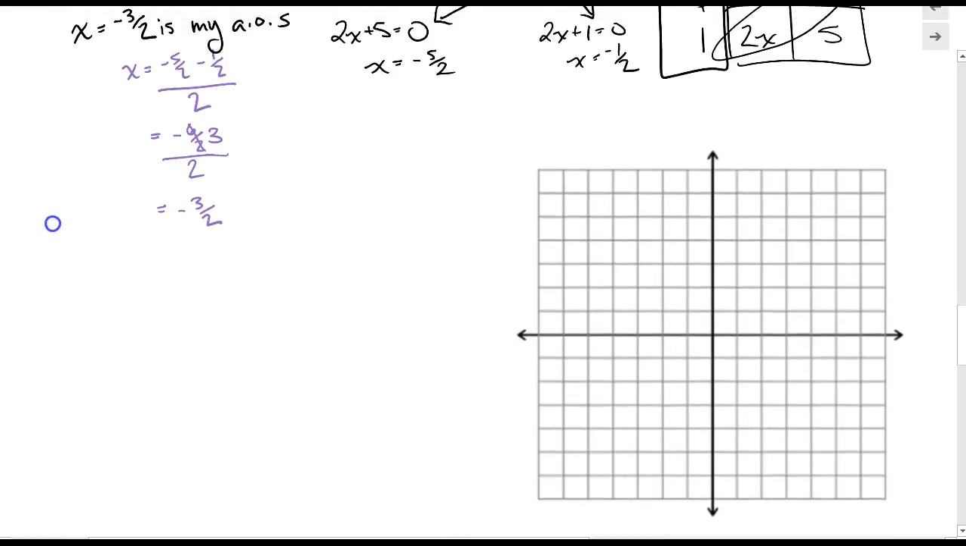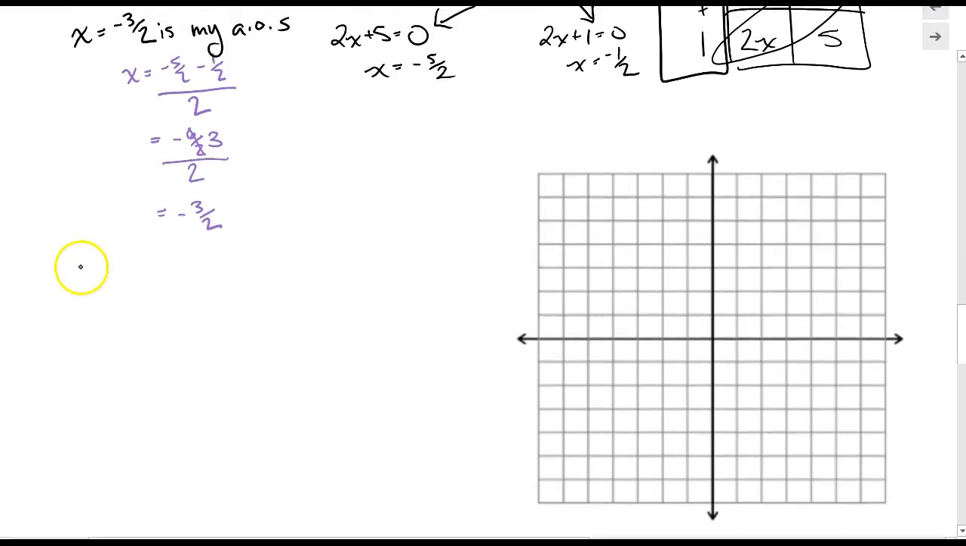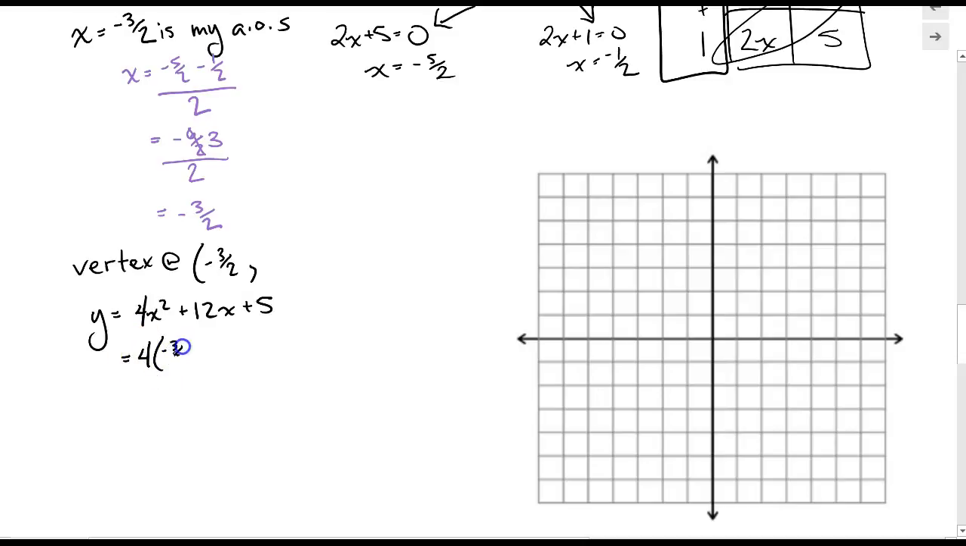What do we do once we have that? We figure out our y value for our vertex so we can identify our vertex point. So it's at negative 3 halves and something. So I use my equation again: 4x squared plus 12x plus 5. I'm going to plug in: 4 times negative 3 halves squared plus 12 times negative 3 halves plus 5.